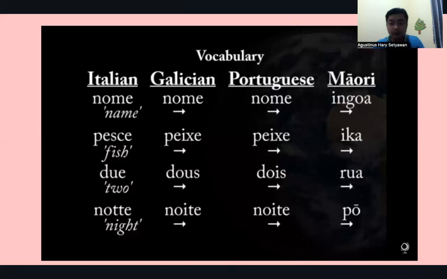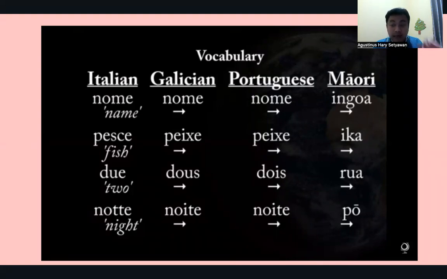Okay, then the other one, we have a case, as a closing after knowing about the flow of historical comparative linguistics and samples, the cognates, to know the parent language, until the proto-language. We have Italian, Galician, Portuguese, and Maori, from nom, and then the English meaning, name. Then we have fish, we have two, we have night.